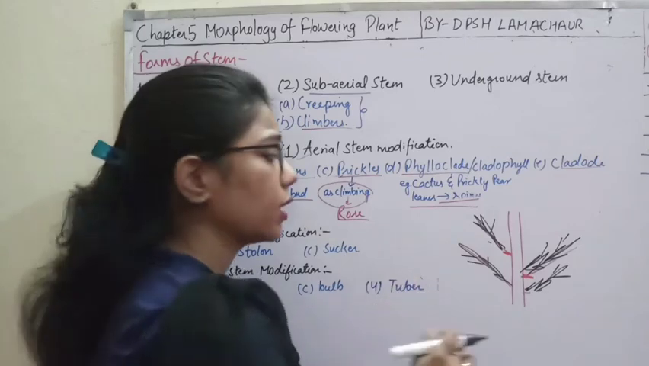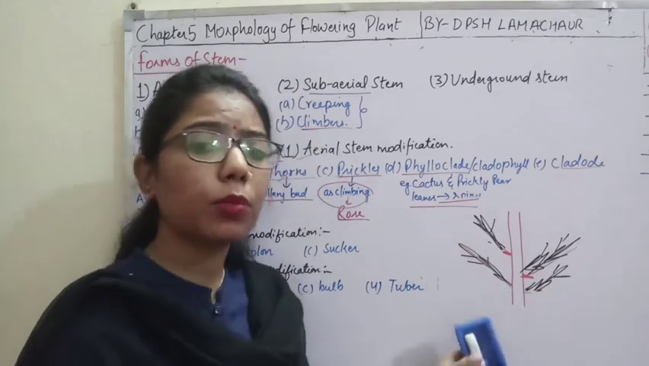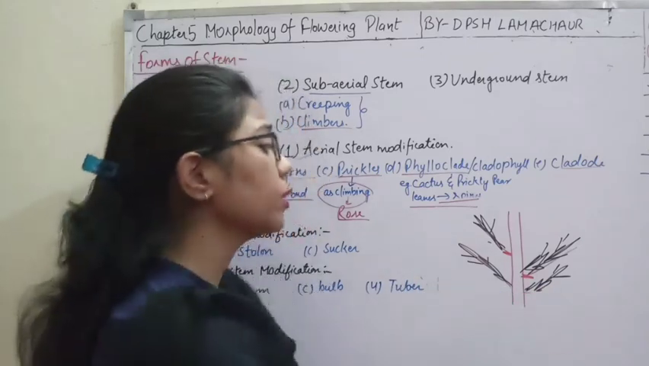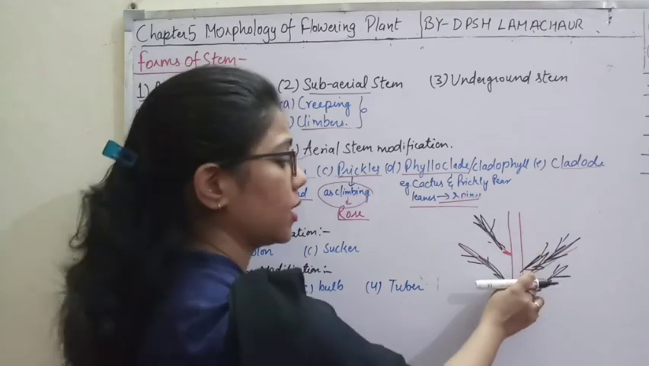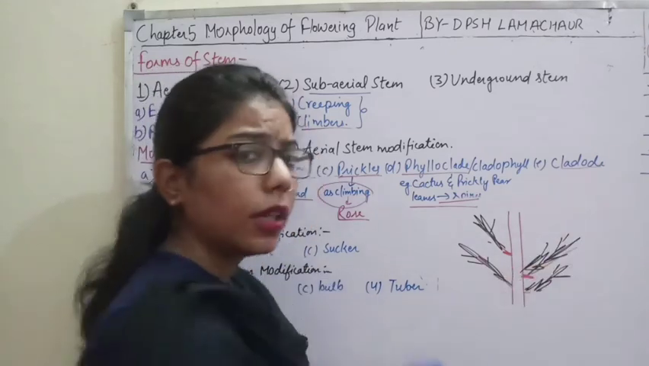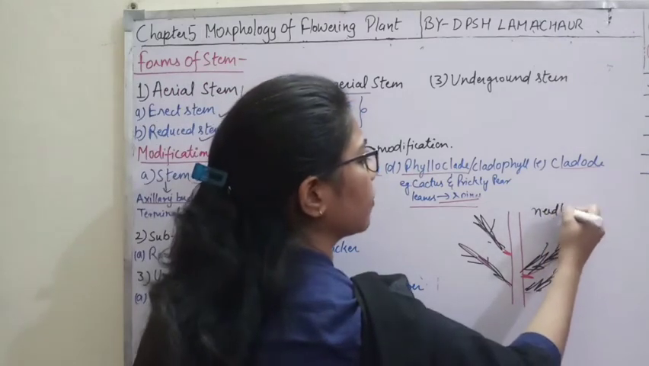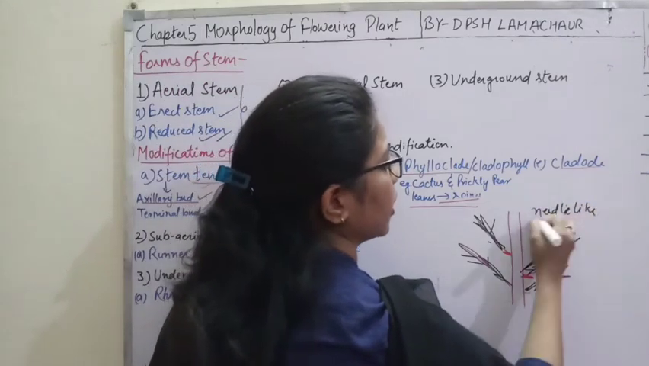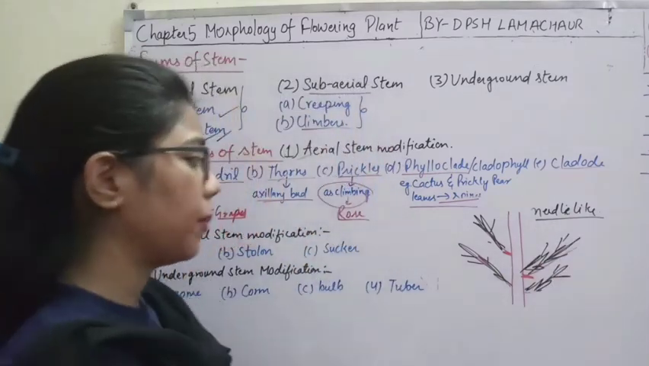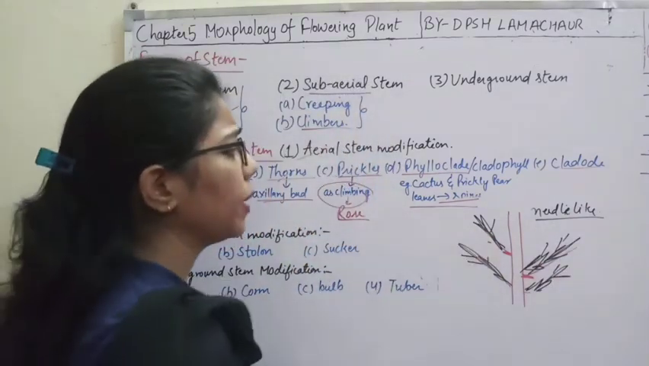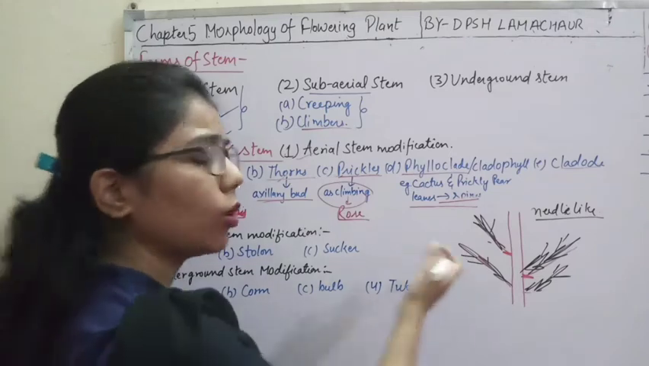So what is it? It is the cladode, and an example is Butcher's broom. In the case of Butcher's broom, the terminal stem is modified into this needle-like structure. What will you call it? Needle-like stem. The stem will become needle-shaped. And again, if there is such a type of structure, what will happen?